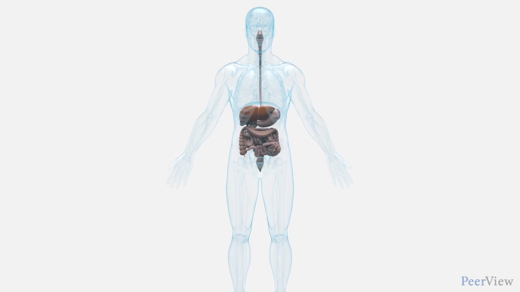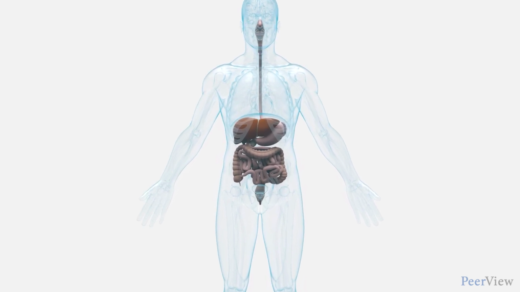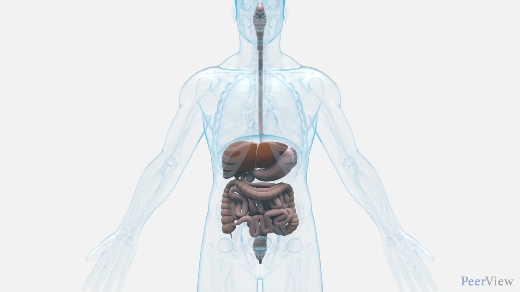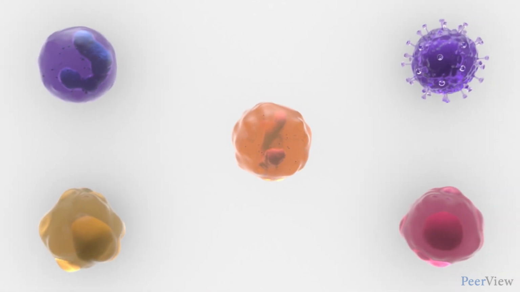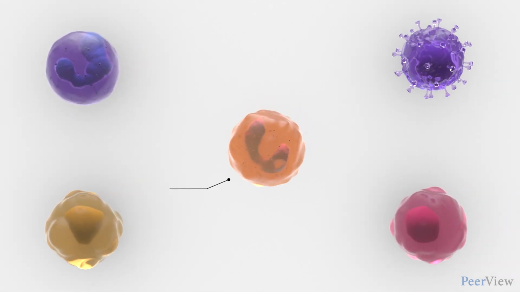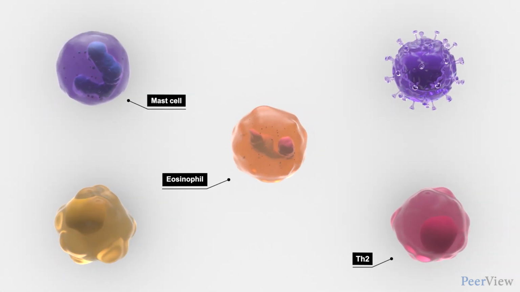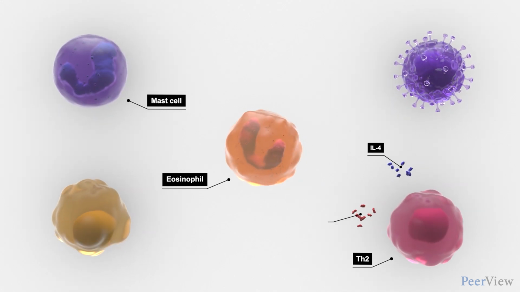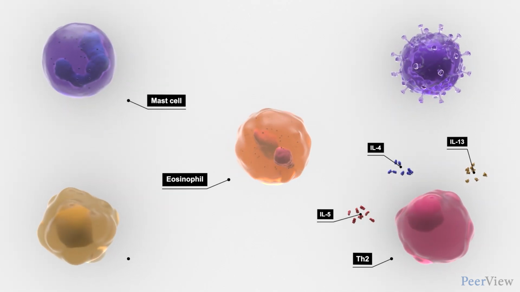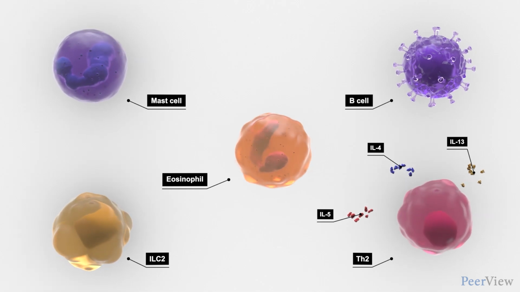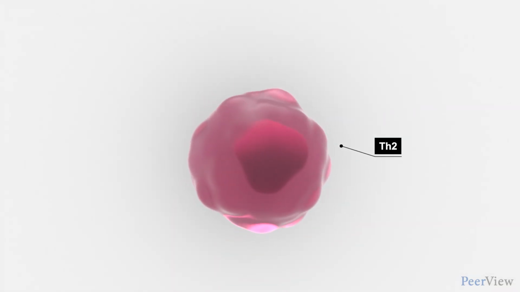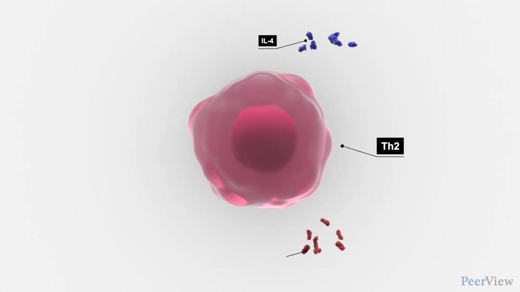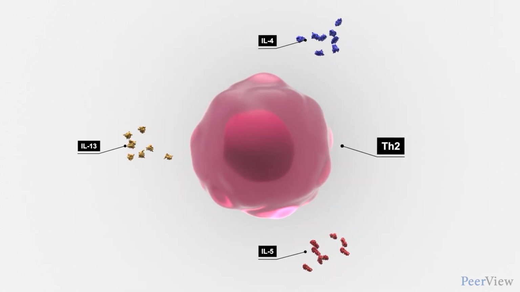Eosinophilic esophagitis, or EoE, is primarily driven by underlying type 2 inflammation, characterized by immune dysregulation and epithelial barrier dysfunction. Mediators of type 2 inflammation include eosinophils, mast cells, Th2 cells that produce the cytokines IL-4, IL-5, and IL-13, ILC2s, and IgE-producing B cells. Th2 cells are a subpopulation of CD4 positive T cells, which secrete IL-4, IL-5, and IL-13 and stimulate the type 2 response.